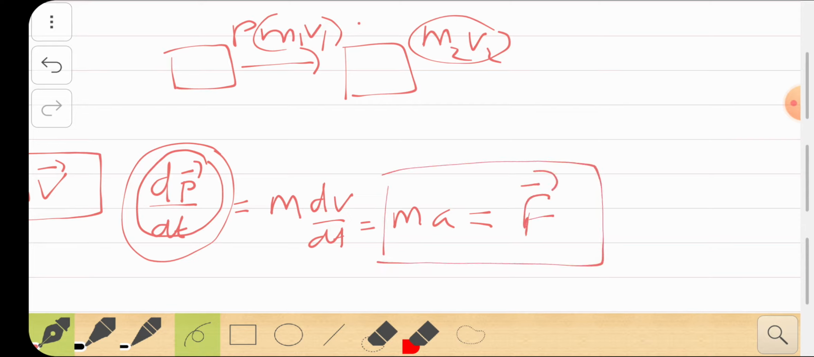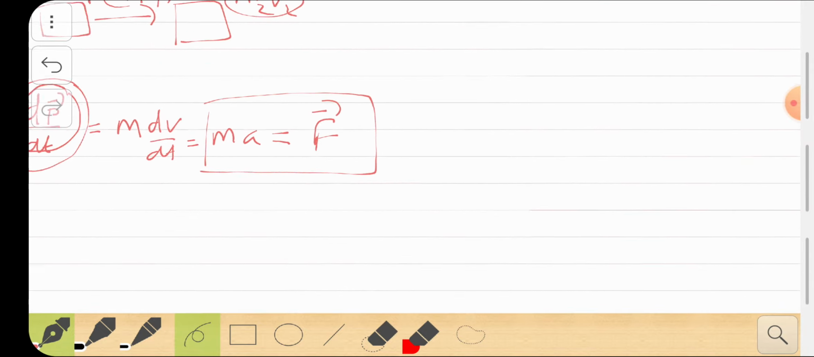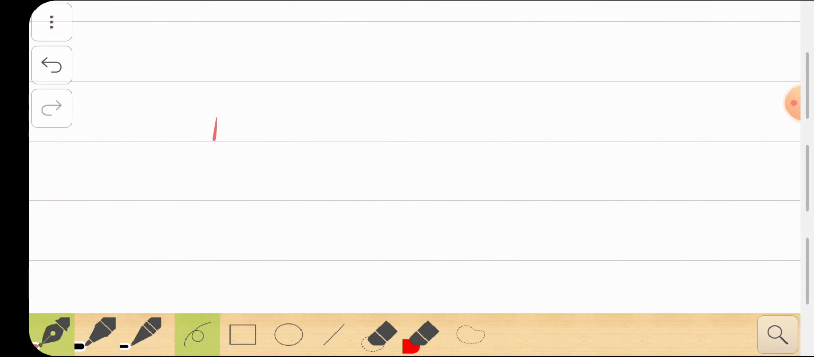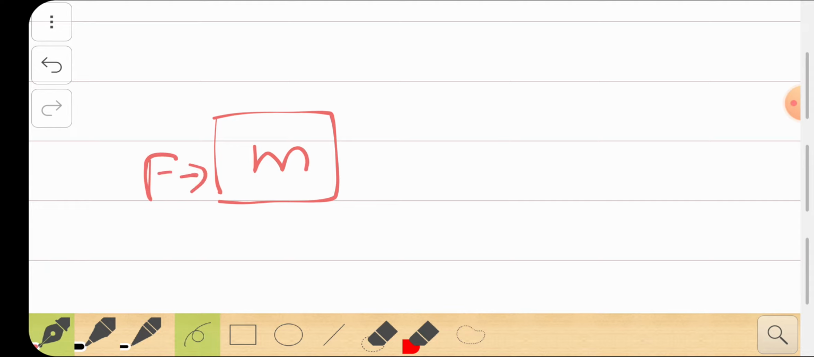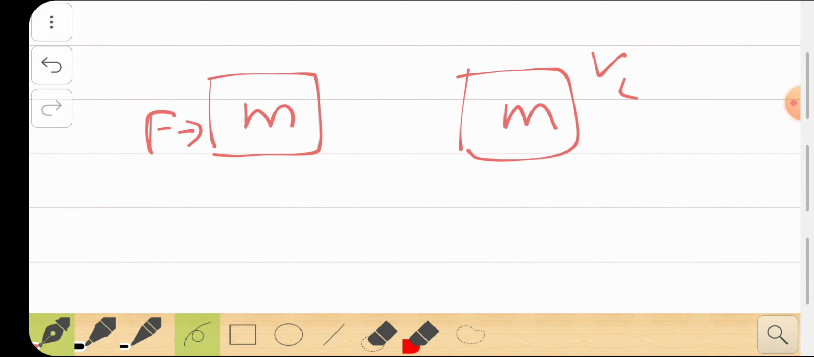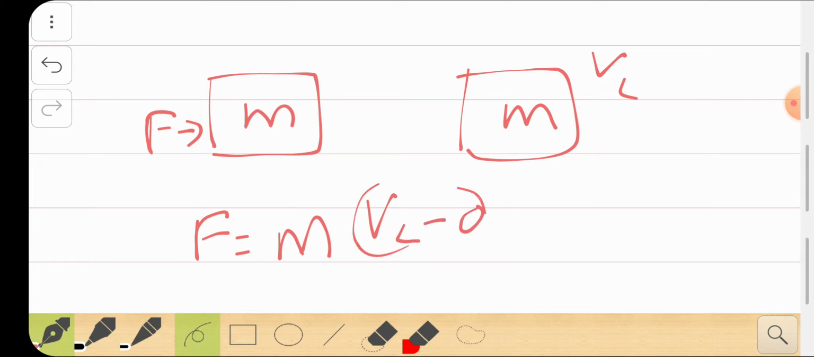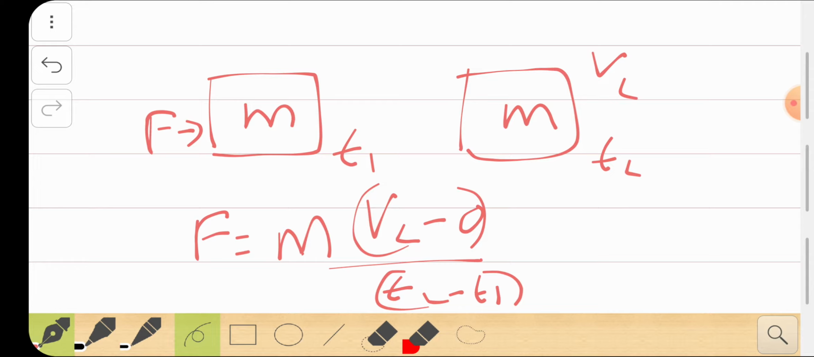So this is called Newton's second law, right? You can understand this in this kind of way. You have a body which is at rest and it has a mass, and you give it a force, and it will achieve some velocity v2. So you can clearly see that force will be m times v2 minus 0, which is the velocity, divided by t2 minus t1, if it was t1 and t2. So that will be the force.